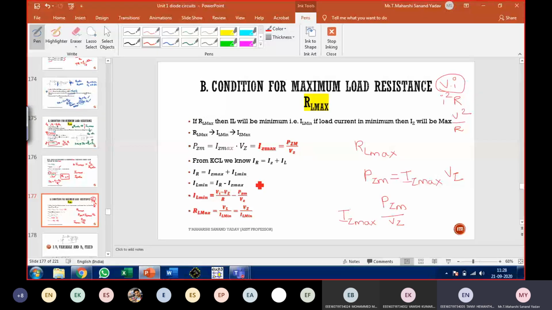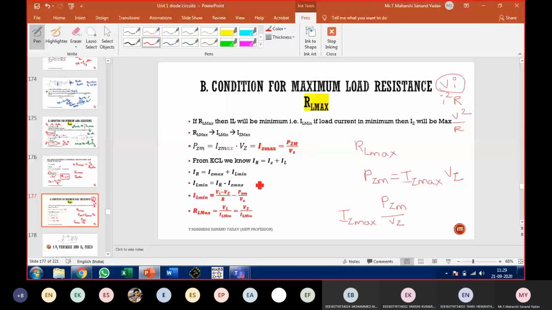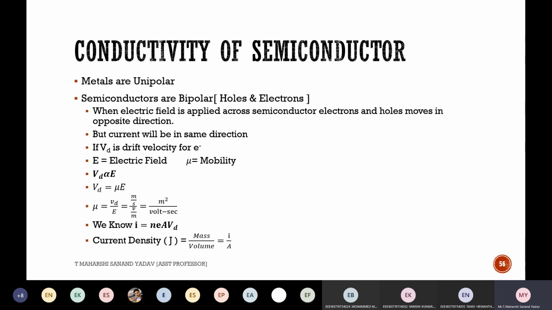Clear with these two conditions? First, I fixed VI and RL in case number 1, and next I fixed VI and have variable load RL. So in these two cases, we have analyzed the conditions of Zener diode. Is it okay, or any doubts with these two conditions?